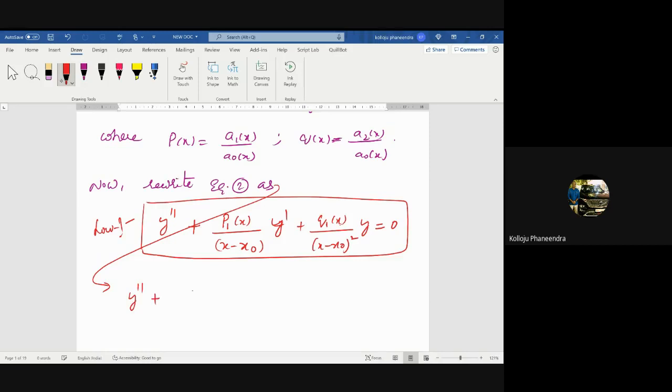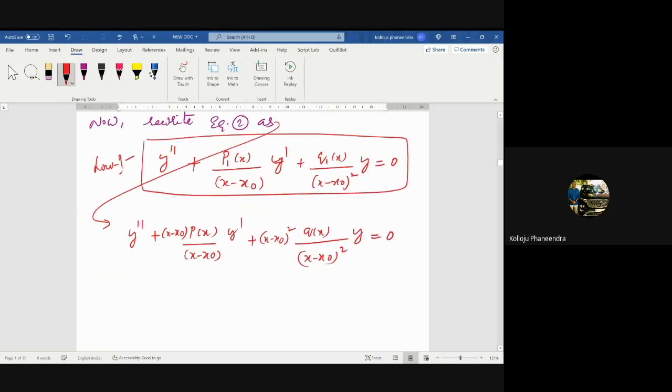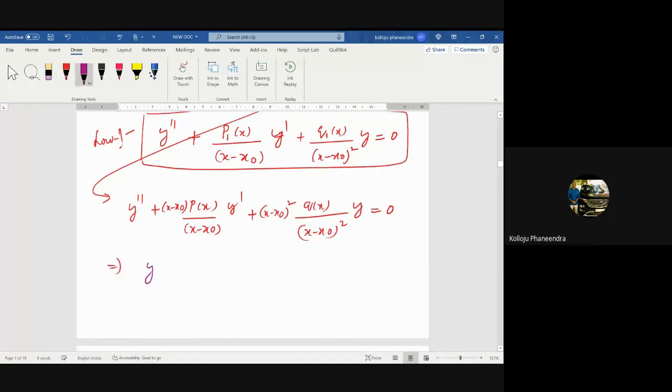Rewrite equation 2 as y double dash plus P of x into y dash, divided by x minus x0 with the multiplication, plus Q of x into y, multiplied and divided by x minus x0 whole square. So this equation can be taken as P1x by x minus x0 into y dash plus Q1x by x minus x0 whole square into y equal to 0. This equation is important. Equation 3.